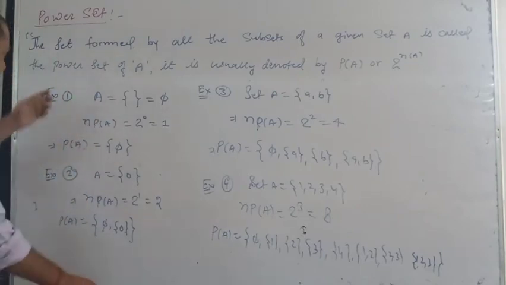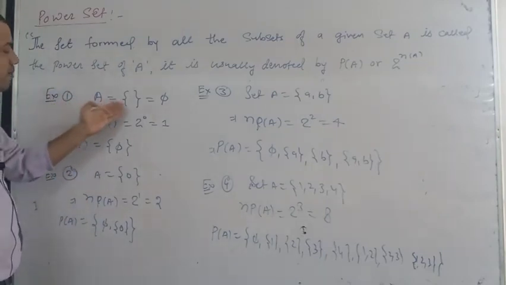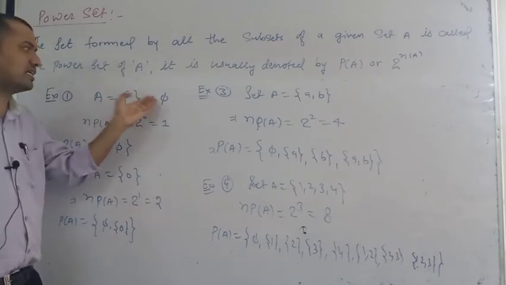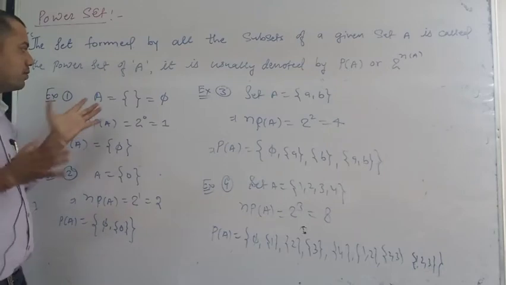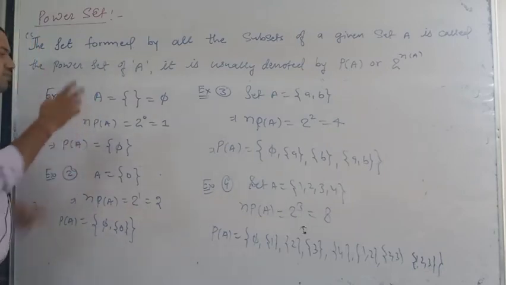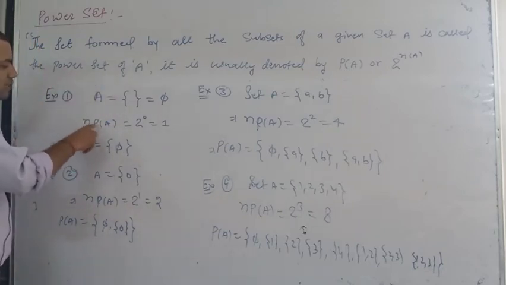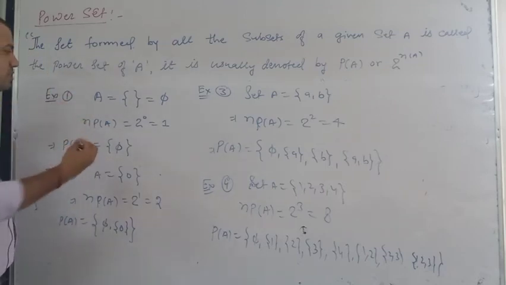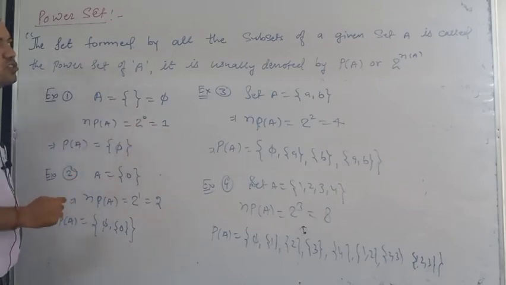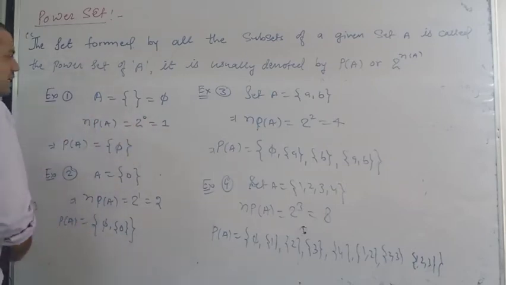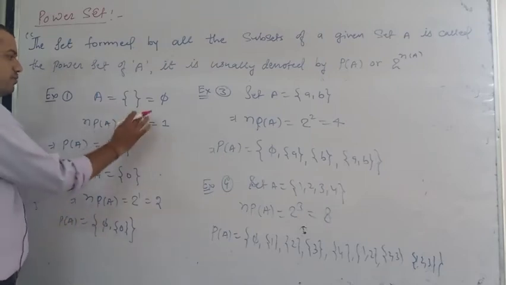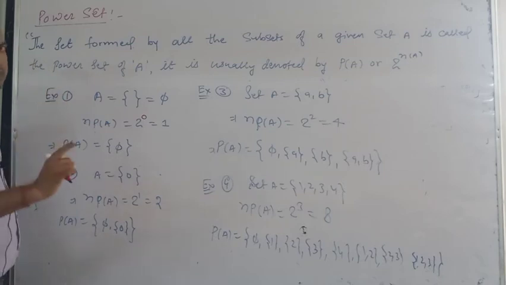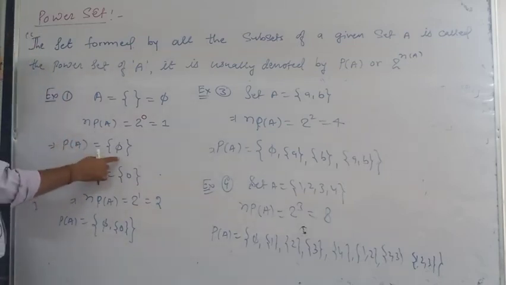Now let's see one example of power sets. Here A is a void set. A void set means a null set or empty set, represented by phi. It means there is no element in the given set. Very first we calculate the number of subsets in P(A), using 2 raised to the power n. Here n is 0, and 2 raised to the power 0 is 1. It means there is 1 set in the power set.